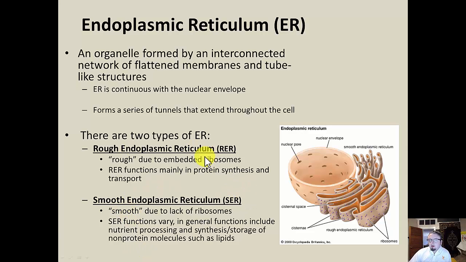Now, ribosomes, as we know, function in protein synthesis. And so with those embedded in this part of the membrane, we end up with a structure that facilitates protein synthesis. So in other words, rough endoplasmic reticulum is a structure that organizes the ribosomes and collectively helps the cell produce proteins. That's really its major function. It supports the ribosomes, which then make the proteins.